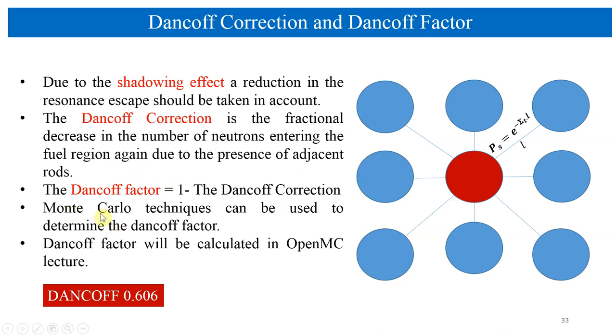We can use, as I mentioned, the Monte Carlo technique to define exactly how to calculate it, and we will take one assignment in the OpenMC lecture to calculate the Dancoff factor from this calculation. There are different methods for calculating the Dancoff factor, and it is a correction factor used to adjust all the data to the real situation due to the shadowing effect caused by the adjacent rods to the rod of interest.